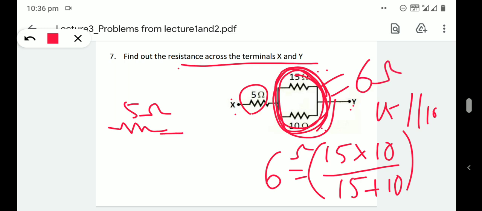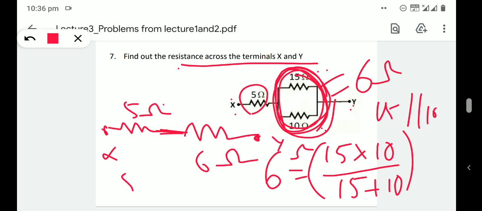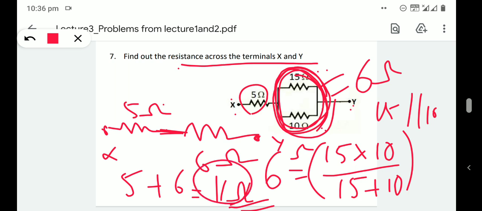So the 5 ohm is in series with this 6 ohm resistance between X and Y. So 5 in series with 6 means total resistance is 5 plus 6, that is 11 ohms. So 11 ohm is the total equivalent resistance across X and Y.